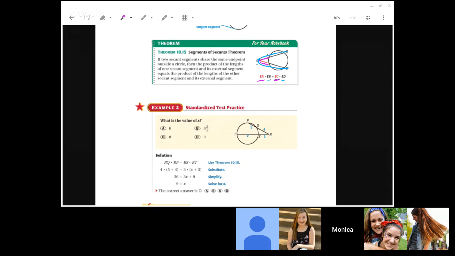So if you look at this example here that's on the screen, the outside part of PR is here at 4. And then the whole length is 9. Do you see that? So then on the other one, on RT, your outside part is 3. And your whole length now on that one is going to be 3 plus x, okay?